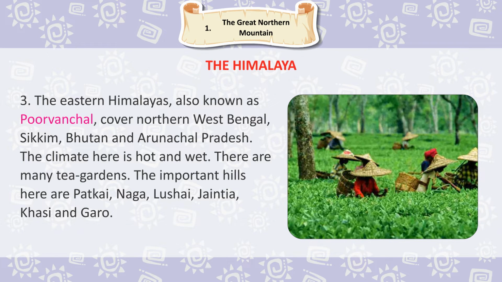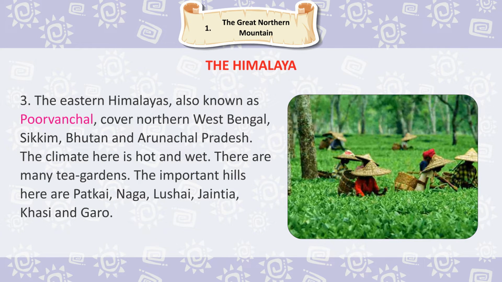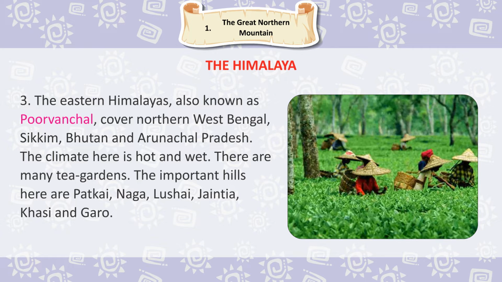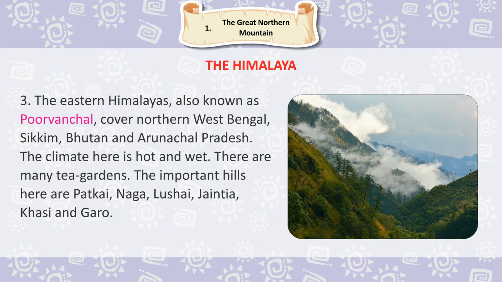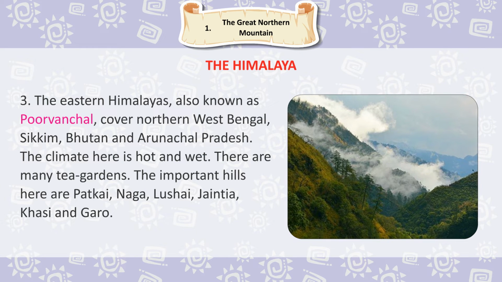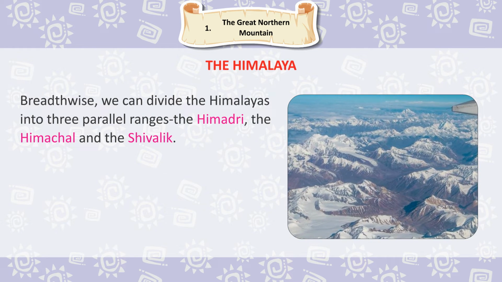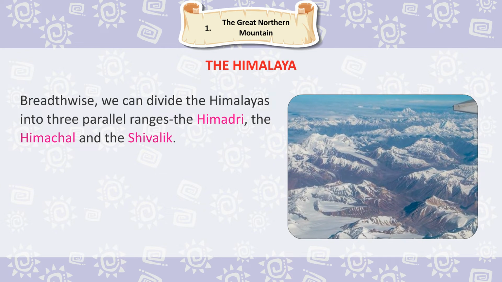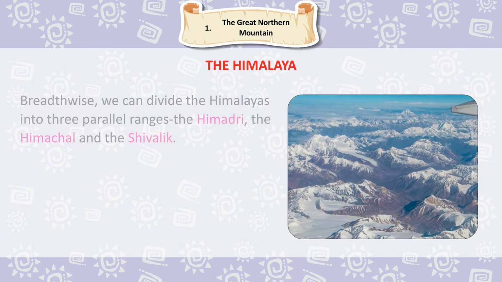The climate here is hot and wet. There are many tea gardens. The important hills here are Patkai, Naga, Lushai, Jaintia, Khasi, and Garo. Breadth-wise, we can divide the Himalayas into three parallel ranges: the Himadri, the Himachal, and the Shivalik.